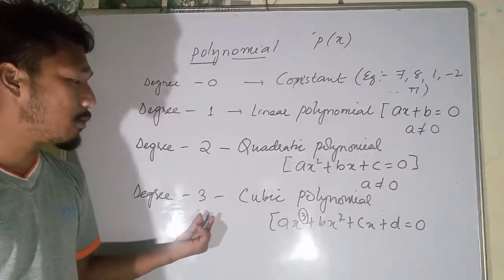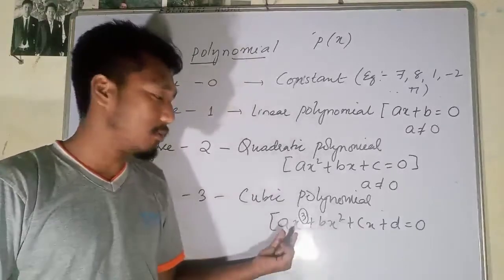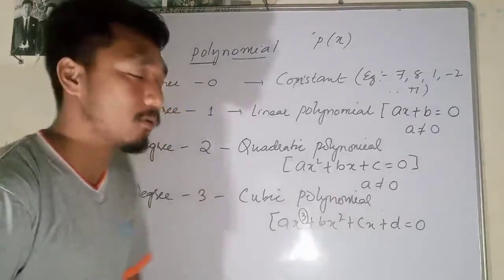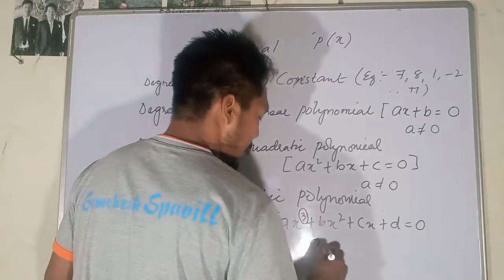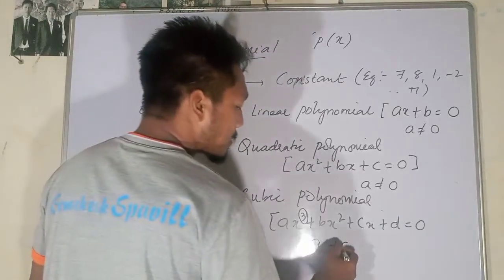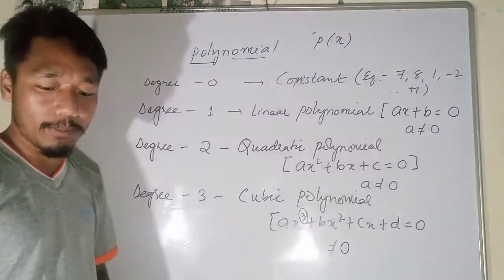The cubic polynomial is what? If the polynomial has a highest degree of 3, such a polynomial is considered to be a cubic polynomial, where a should not be equal to 0. Okay, this is all about the polynomials.